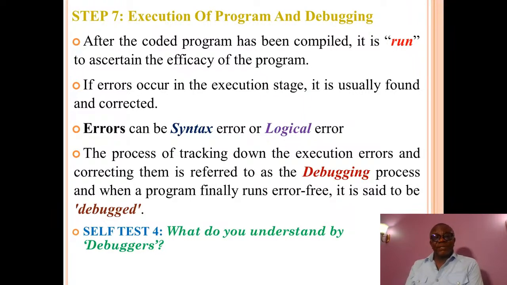The process of tracking down the execution errors and correcting them is referred to as the debugging process. And when a program finally runs error-free, it is said to be debugged.